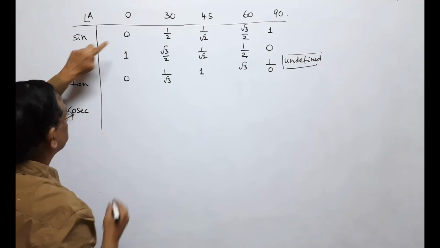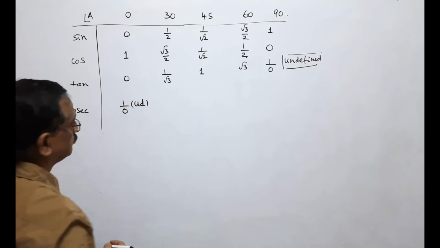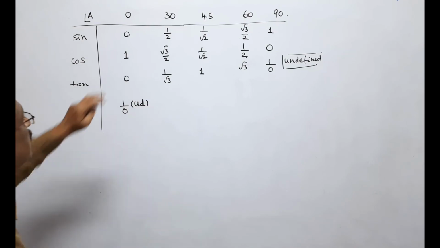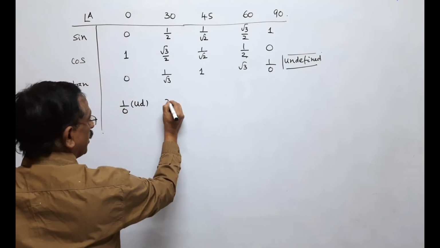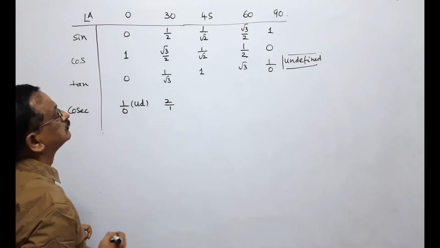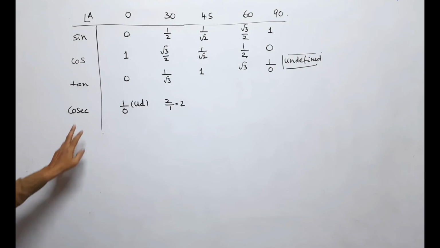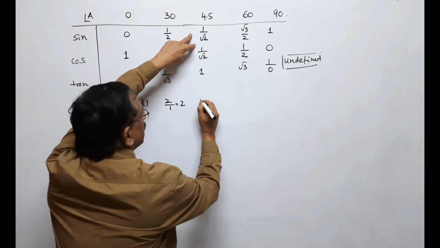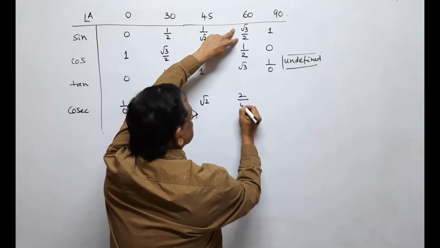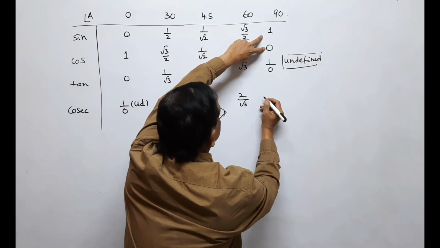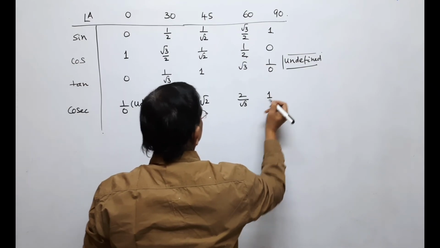Now once you write tan, you have to write down cosecant. Cosecant 0 means 1 by 0. Again, I'll write UD, undefined. Sin 30 is 1 by 2, so cosecant 30, reverse this, 2 by 1, that's 2. Now cosecant 45, 1 by root 2 reversed is root 2 by 1. Cosecant 60 is 2 by root 3, just reverse it. Cosecant 90 is 1 by 1, which is 1.